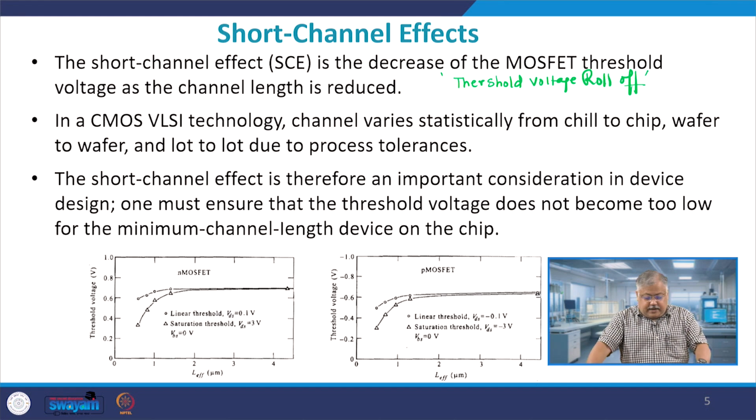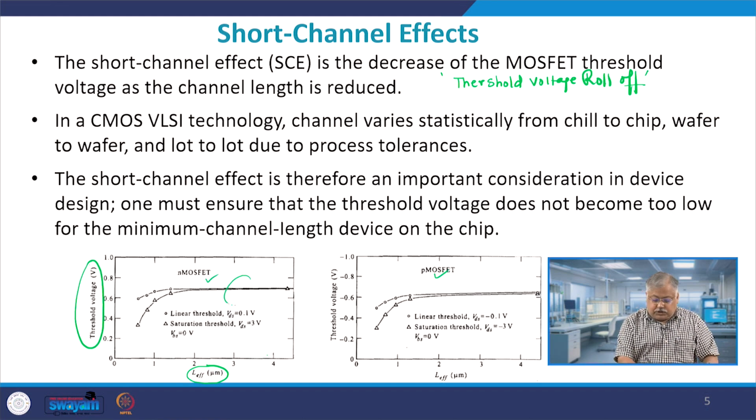As you can see from the diagram on the left hand side, you are plotting the threshold voltage with respect to the effective channel length. When your channel lengths are very large, let us say 2 micron, 3 micron, 4 micron, you can see the threshold voltage is almost constant, independent of the channel length. For both N type and P type MOSFET, they are almost constant. This is plotted for linear threshold when VDS is 0.1 and in saturation when VDS is 3 volts, assuming that my body to source is 0. So, there is no body effect.